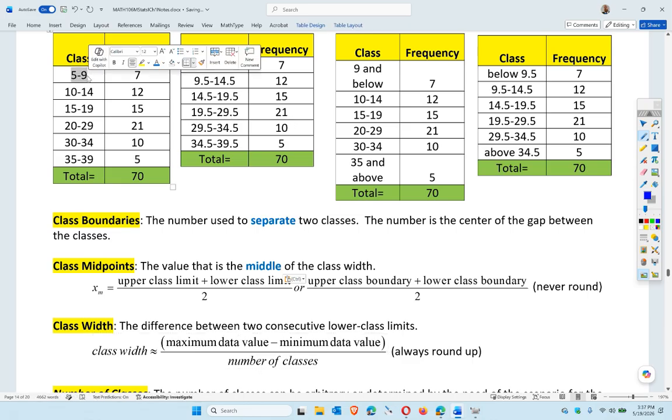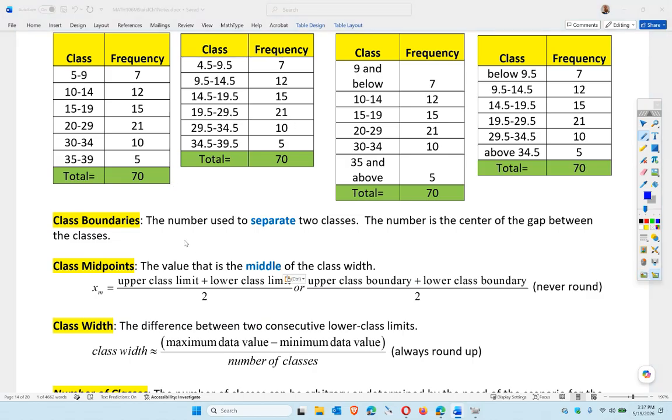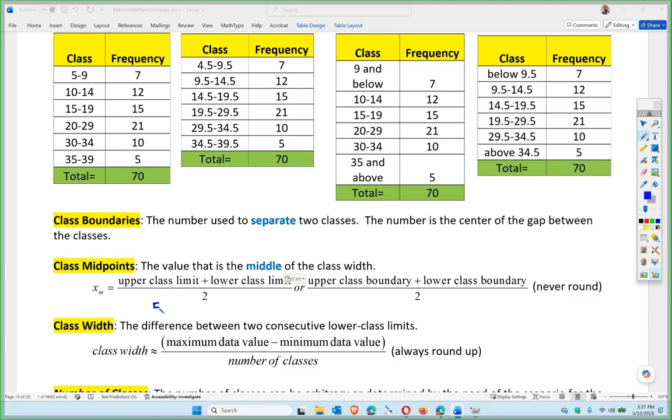Okay, class width: max minus min divided by number of classes. Well, this width, 5 to 9. If I do 9 minus 5, I get 4, correct? Is that the width? Well, if I think about it, count: 5, 6, 7, 8, 9. That is not a width of 4. Don't subtract them. It's not a subtract problem. That's a width of 5, right? Max minus min divided by number of classes is the formula to get this, basically.